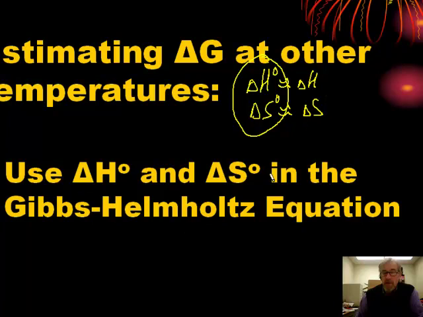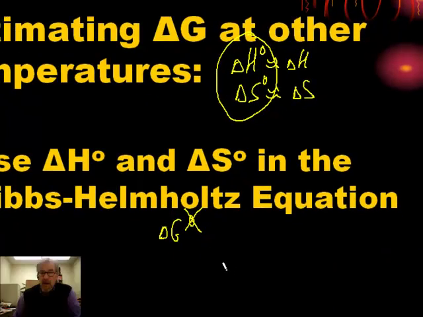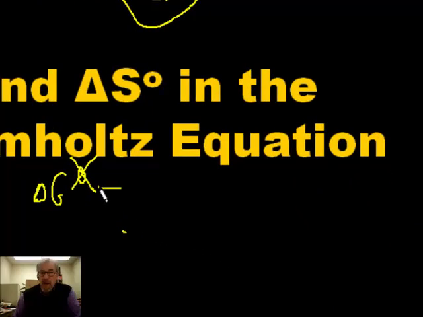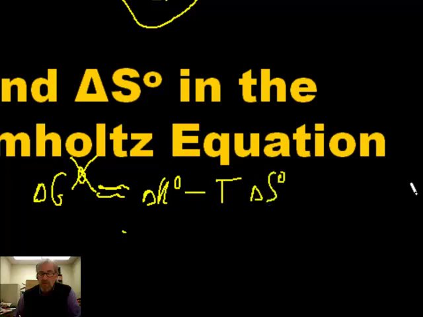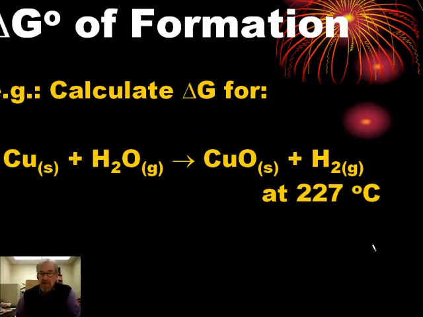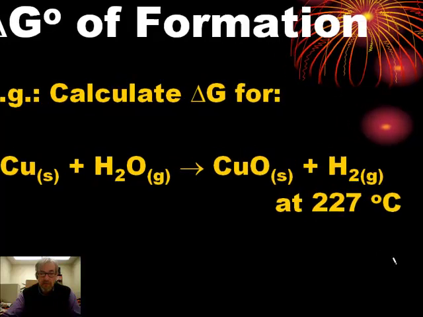So delta G at some temperature other than 298, so not standard, will be approximately equal to delta H naught minus the actual temperature times delta S naught. This will be off a little bit, but it'll be a pretty close estimate. So here's an example problem. Calculate delta G for copper reacting with water to make copper oxide and hydrogen gas, and we're going to do this at 227 degrees C.